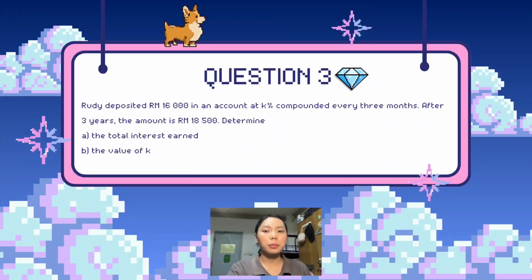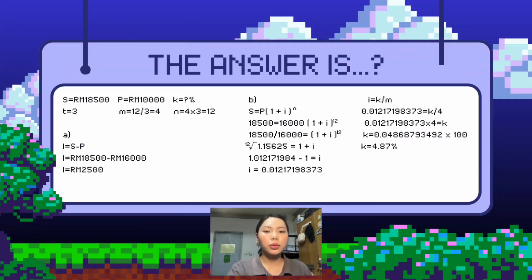For B, we will find K%. We will use the formula S equals P, open bracket 1 plus I, close bracket to the power of N. From question 3, S is 18,500 ringgit, P is 16,000 ringgit, T is 3 years, M is 12 over 3, which is 4, N is 4 times 3 equals 12. Substitute all the information into the formula to get I, which is 0.01217198373. Then, using formula I equals K over M, we will substitute the information and get K equals 4.87%.